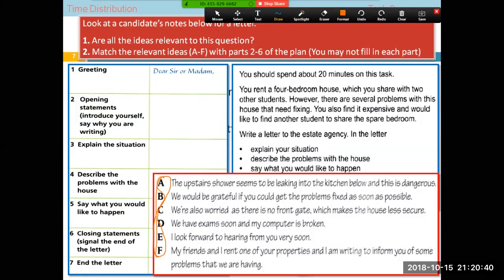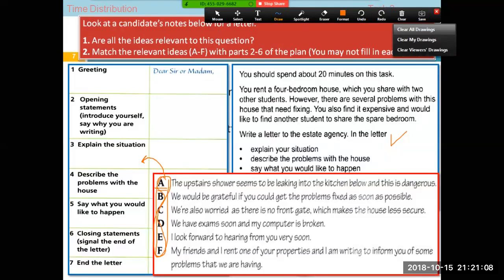Now, some of these points are irrelevant. They don't relate to this situation. So you have to identify those points, number one. Number two, you will read all of these points one by one and tell me first whether it is relevant or not. And secondly, you will tell me which part of our plan this point should fit into.